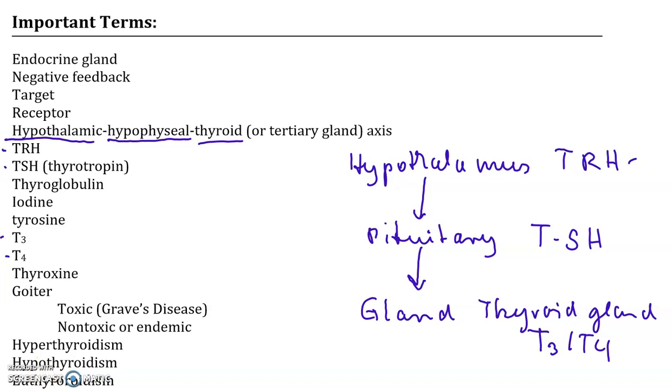Now you might wonder what the 3 and the 4 here stand for. Well, the T3 is triiodothyronine and the T4 will be tetraiodothyronine. So that means 4 or 3 iodines. So it's very important that you have iodine available, because otherwise you will not be able to make these hormones.